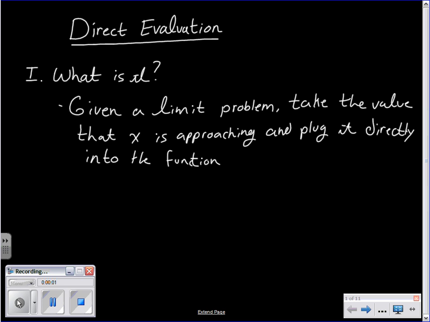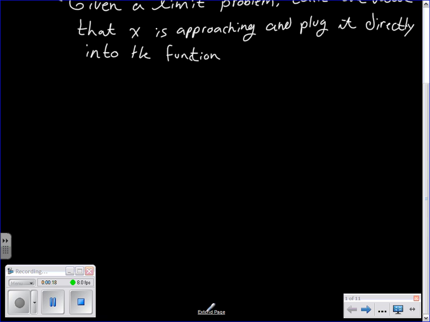All right, so what we're talking about here is something called direct evaluation of a limit. Given a limit problem, you're going to take the value that x is approaching and simply plug it directly into the function, and your goal is to then see what comes out. So direct evaluation is just plugging the x value into the function.